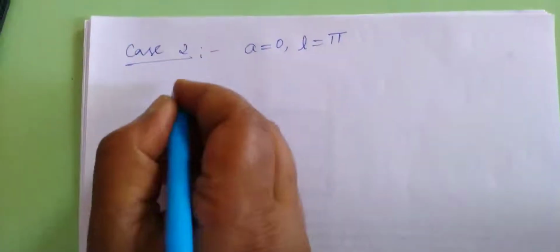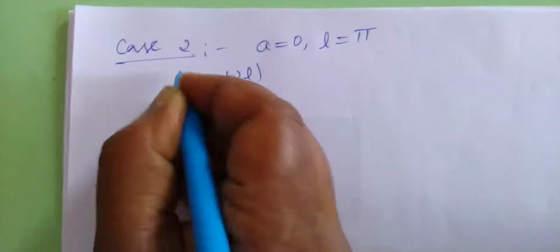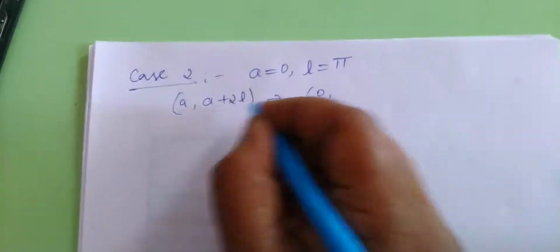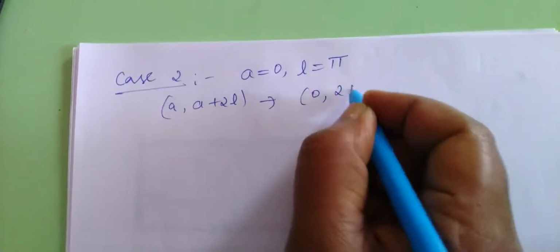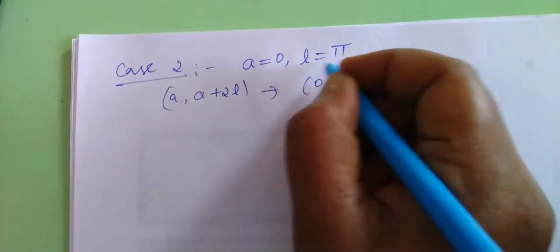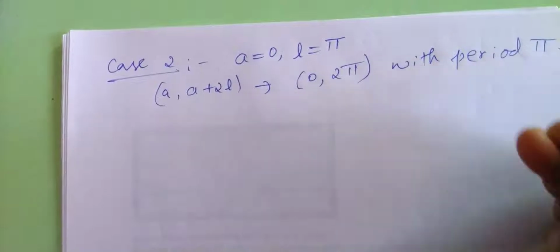Similarly, let us find out for case 2, when a is 0 and L is equal to pi. So f(x) is defined in the interval a comma a plus 2L. What does it change to? A is 0, so it becomes 0 comma 2 into pi, that is 0 comma 2 pi, with period pi. L is my period, so with period pi.